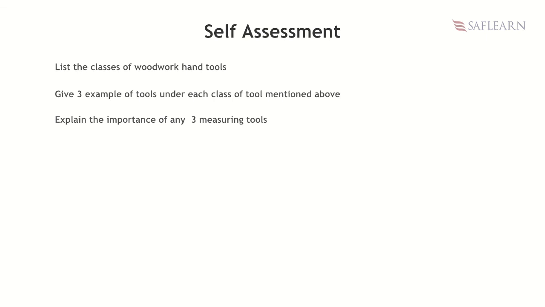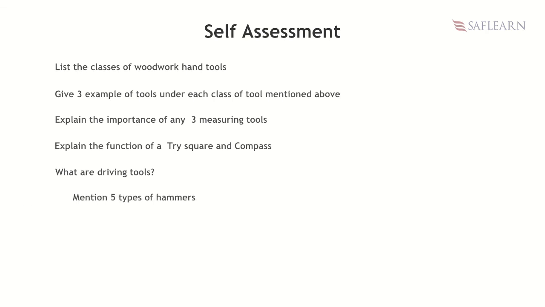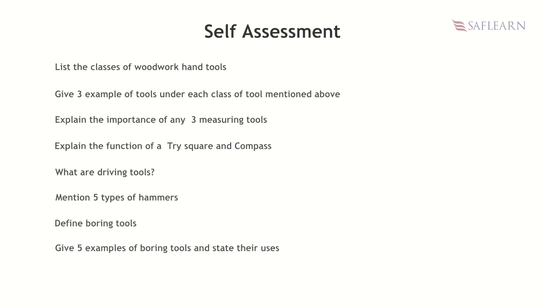Explain the importance of any 3 measuring tools. Explain the function of a tri-square and compass. What are driving tools? Mention 5 types of hammers. Define boring tools. Give 5 examples of boring tools and state their uses. What is a fret saw used for?